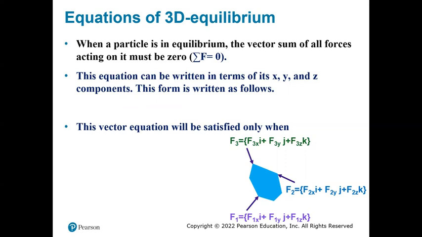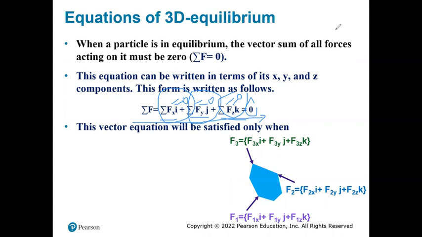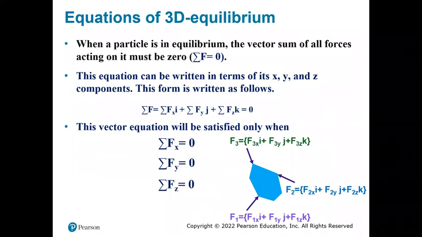So this equation can be written in terms of x, y and z components for 3D equilibrium. We can write it as the addition of the x component, y component plus z component is equal to zero. That means this alone should be equal to zero, and that should be equal to zero, and this should be equal to zero. So individually, all the forces in all the directions should be equal to zero, and on the whole, the addition of all these directions also should be equal to zero for the particle to be in equilibrium. So this vector equation will be satisfied when x equals 0, y equals 0, and z equals 0. That's what we looked into before.